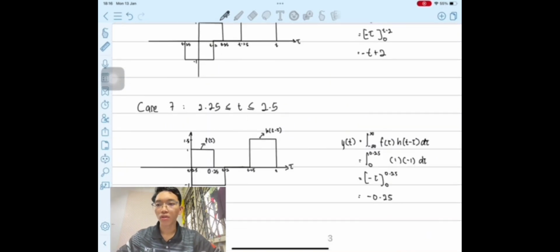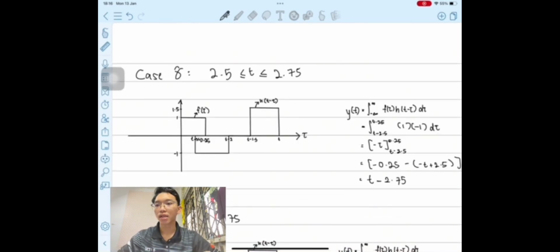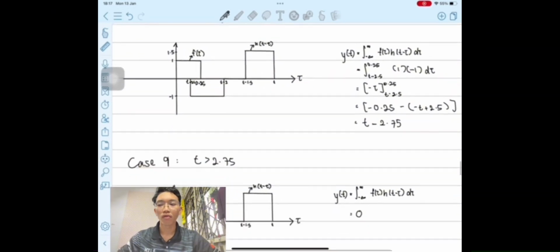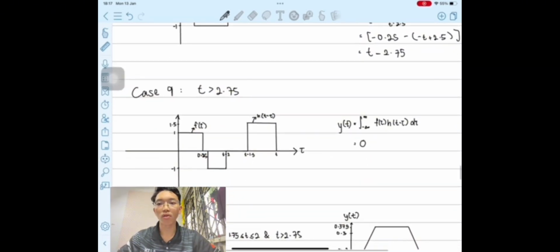For case 7, the range of t is 2.25 until 2.5, we get the result of negative 0.25. For case 8, the range of t is 2.5 until 2.75, we'll get the result of t minus 2.75. For the last one, case 9, t more than 2.75, we'll see in the graph there is no overlap and we'll get the result of 0.